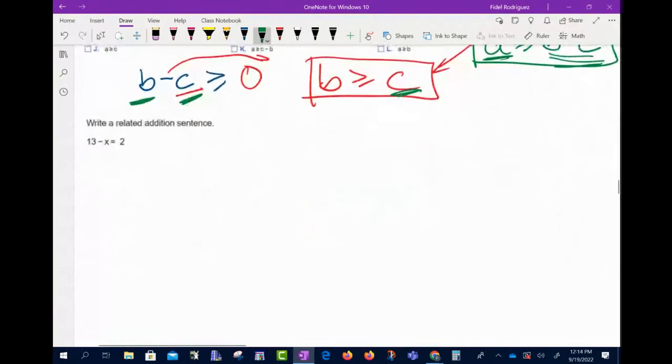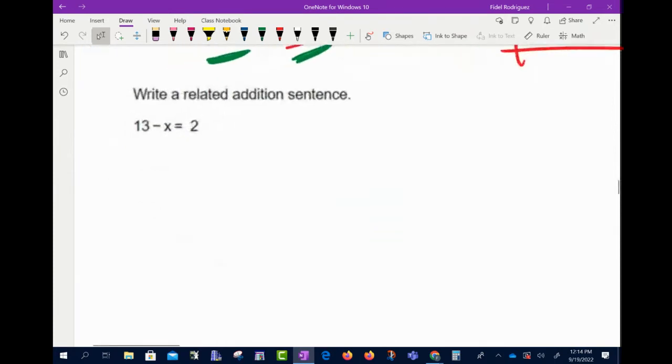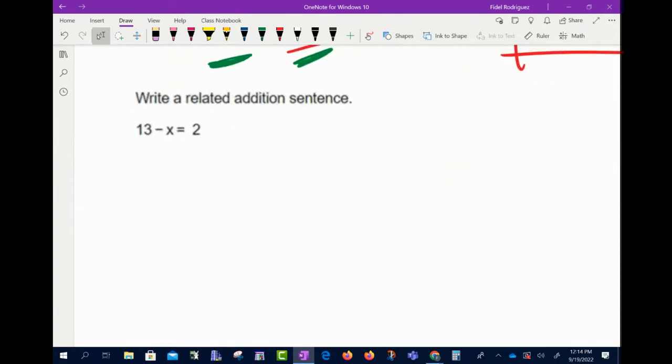Okay, so now let's take a look here, and we're going to write what we call a related addition sentence. Look, I have the equation 13 minus x is equal to 2. I don't even want us to do any algebra here. I want you to think about this number, and I want you to think about the takeaway model. If I have 13 blocks, how many blocks do I need to take away so that I end up with 2? Anybody know how many blocks I'd have to take away?